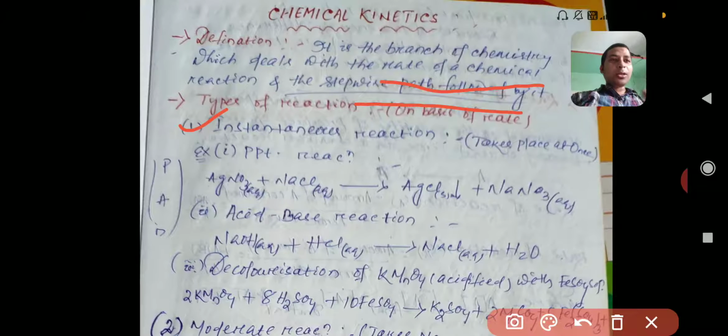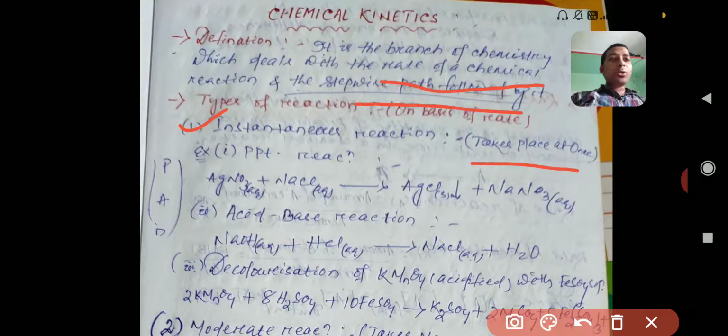Now let us discuss one by one. What is an instantaneous reaction? I have written the definition in short form: it takes place at once. That means the type of reaction that takes place at that instant of time. As soon as the reaction starts, the product starts forming. That type of reaction is called an instantaneous reaction.